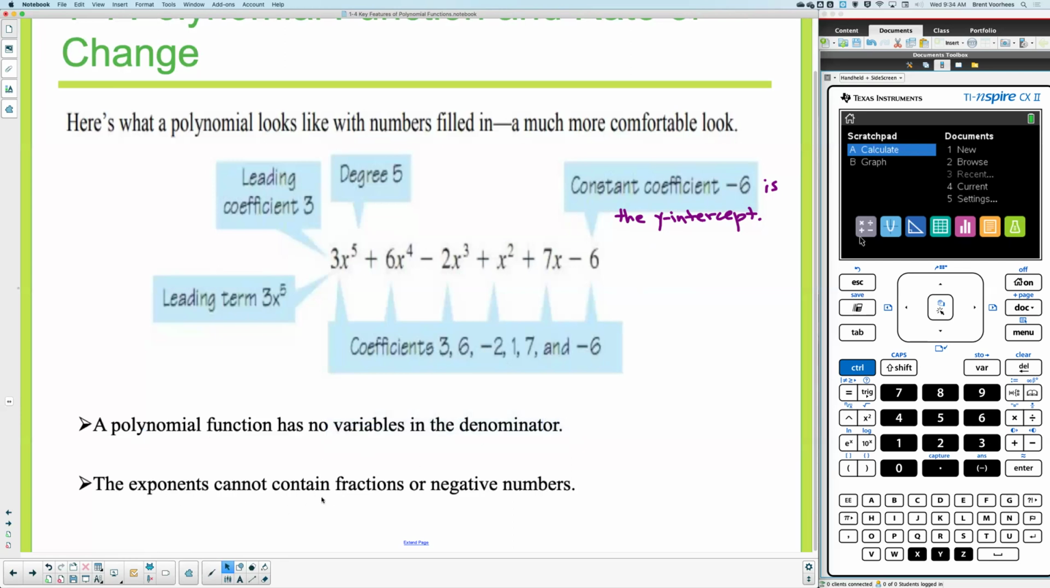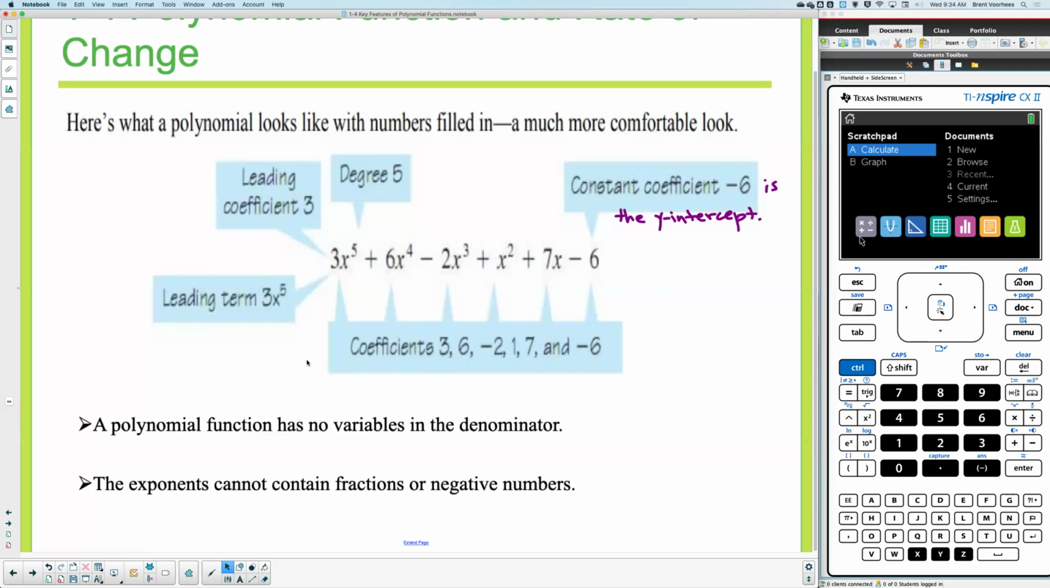Next, the exponents cannot contain fractions or negative numbers. They must be whole numbers for polynomials. If they do, we call it something else, and you'll learn about that as the year goes on. Okay, so there are your general rules. Now let's just do some math and let's see what we can determine about these.